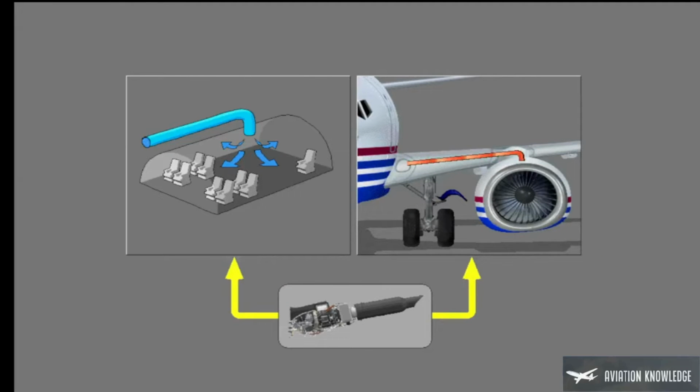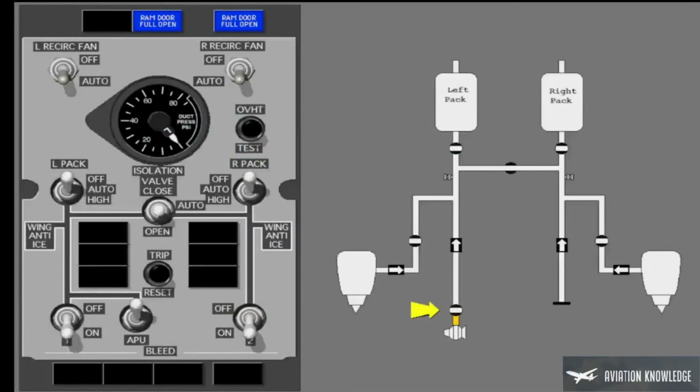The APU is a primary source of bleed air for air conditioning and engine starts during ground operations. The APU bleed valve controls the APU bleed air that goes to the left side of the bleed air system. Open the APU bleed air valve and look at the indications.